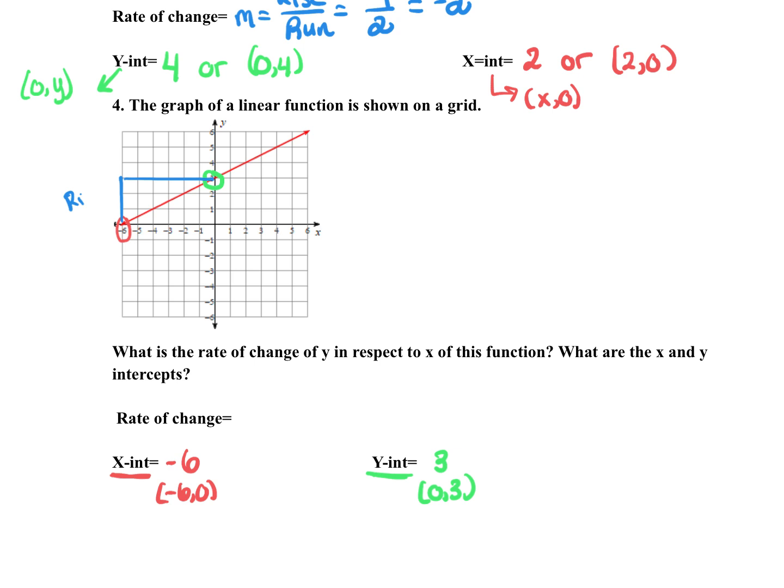Remember, my rise is the up and down, my run is the side to side, and I'm rising 1, 2, 3. And I'm going over to the right 1, 2, 3, 4, 5, 6. So my rate of change is my m, which is my slope, which is my rise over my run, which is equal to 3 over 6. Type that in the calculator. It will reduce it for you to 1/2.